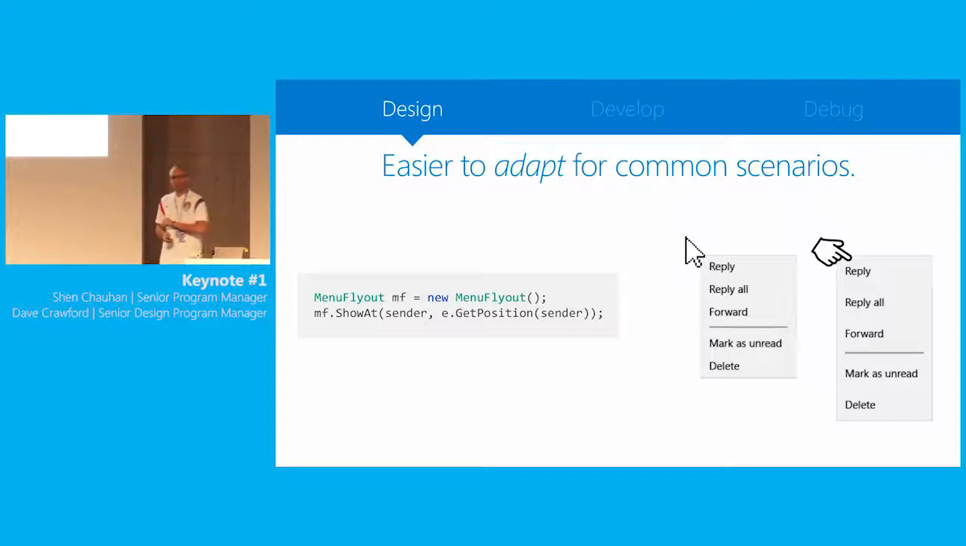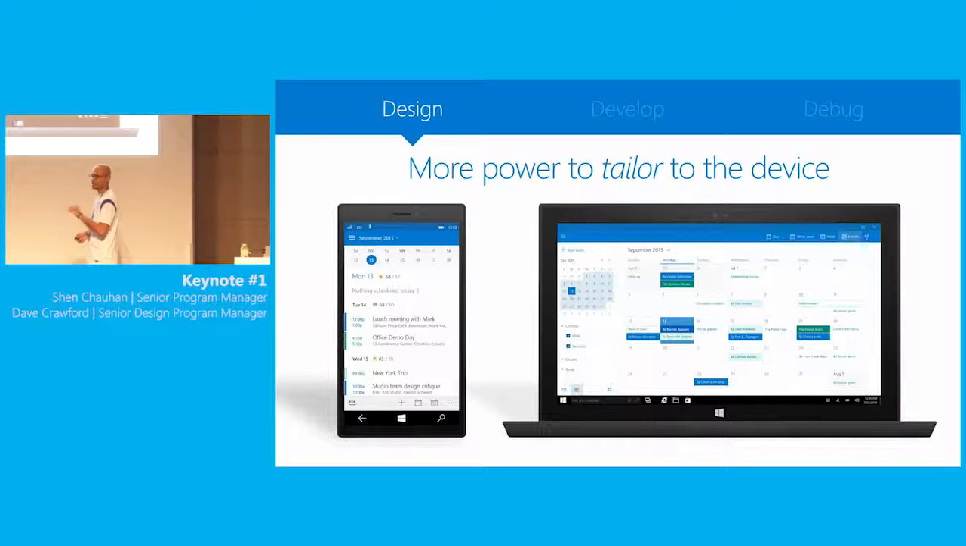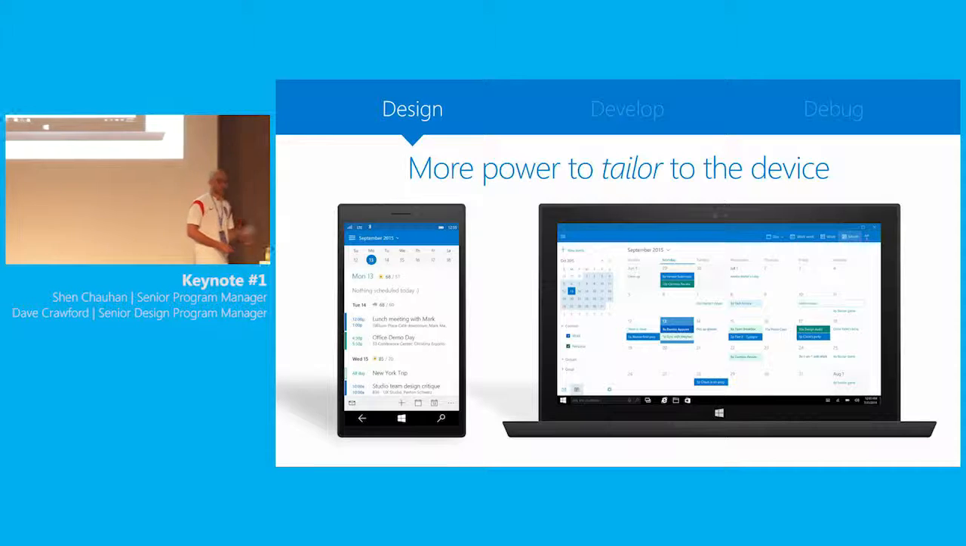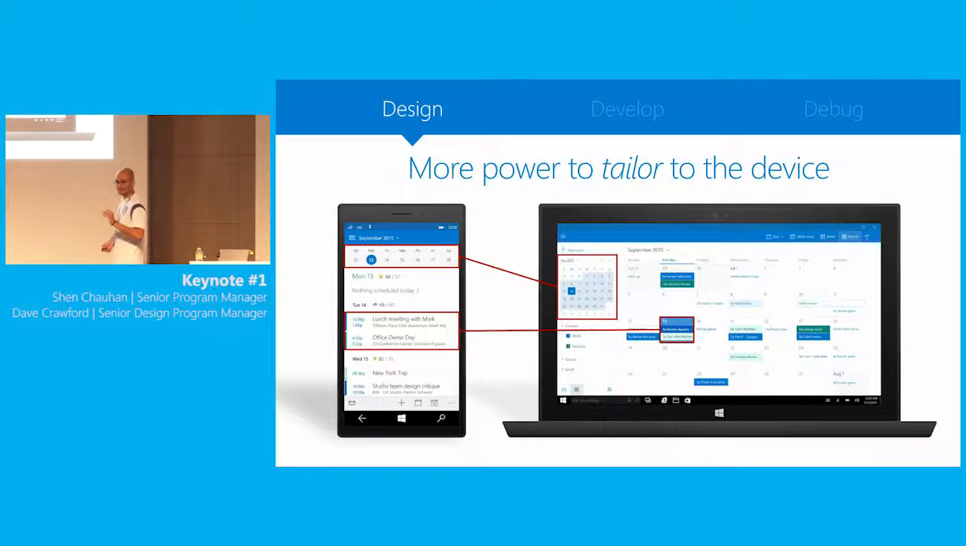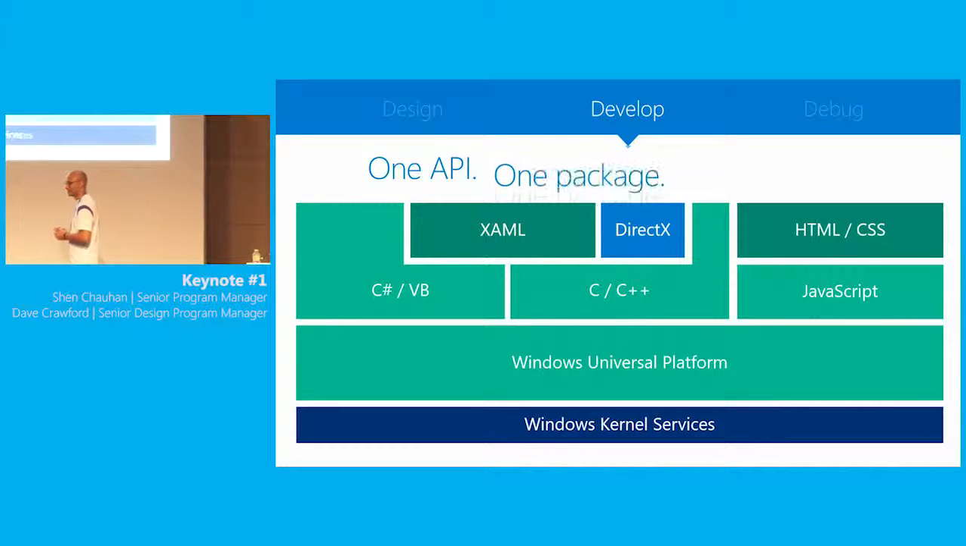But we want to take it a step further, because we also want to give you the power to tailor your experiences based on the device. So we've introduced new controls around layout and adaptive triggers to make sure that even the same application, here you can see mail, is all tailored based on that user.